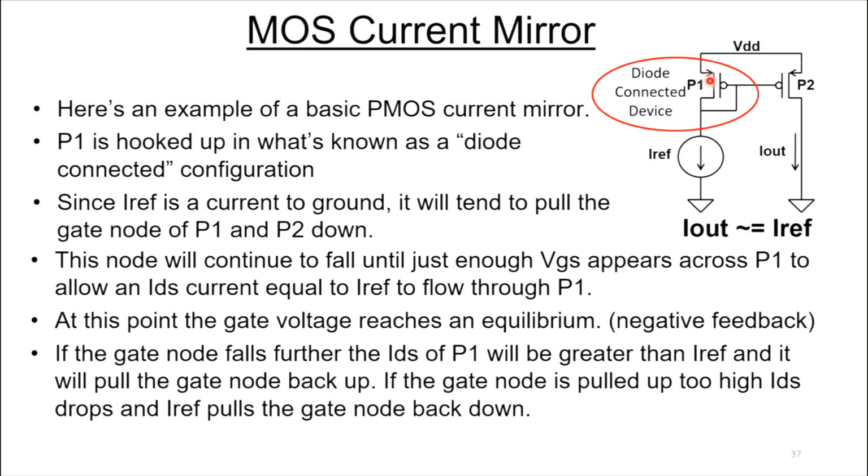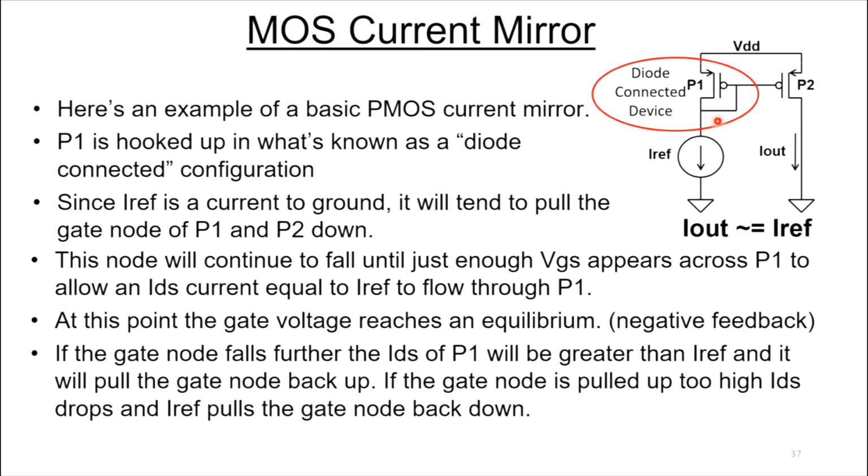Talking about a transistor with its gate connected to its drain. Let's look at this IREF current. Since this current is going to ground, it's going to tend to pull the gates of P1 and P2 down. As it pulls the gate down, eventually you're going to develop enough VGS on this PMOS device, P1, to turn it on. And it's going to start conducting.